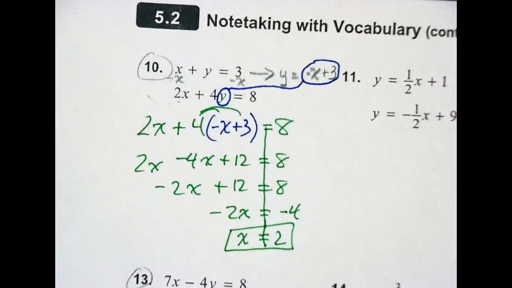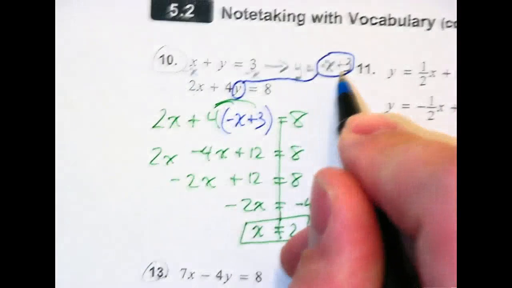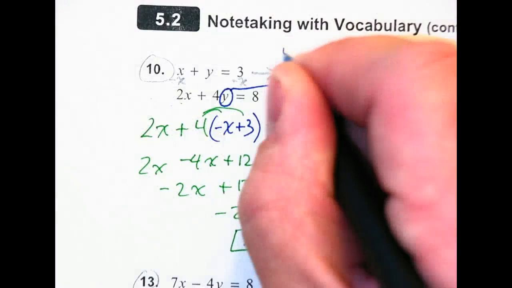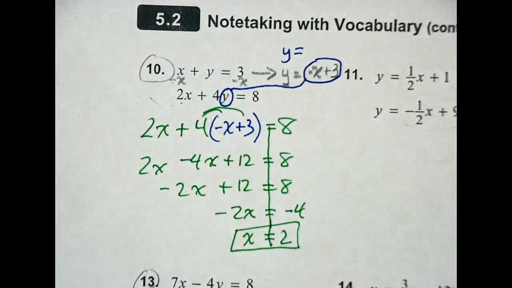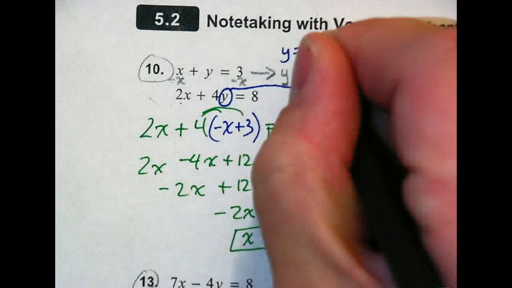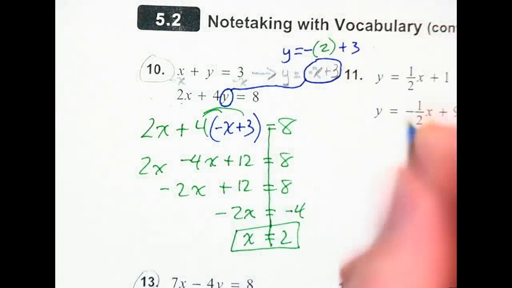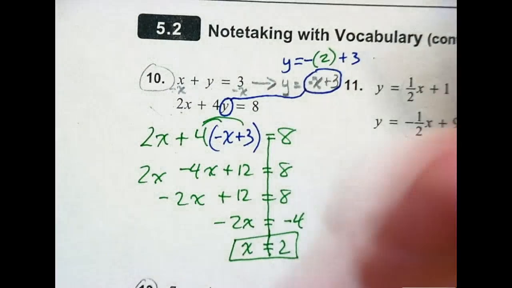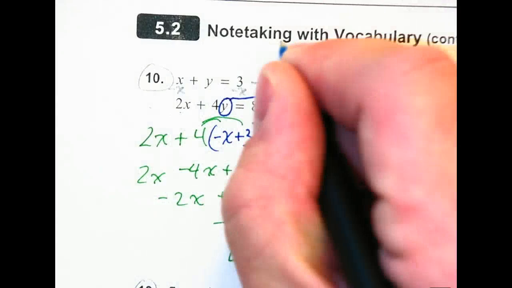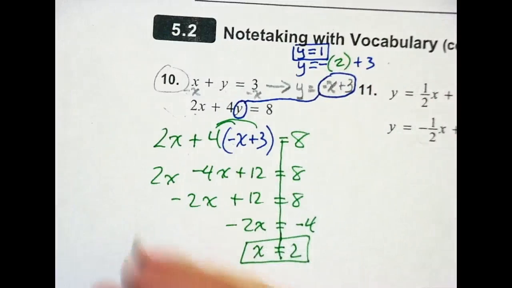Okay. If x is 2, what's y? Well, we're going to plug it in. I can plug it in right back up into this equation. So we get y equals negative, and I put my 2 in, plus 3. So we actually get y equals 1. Get the ordered pair, 2, 1.